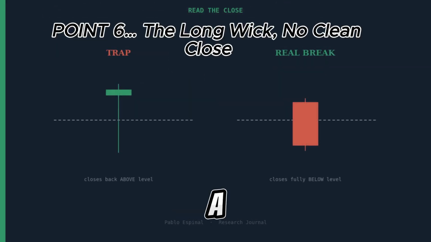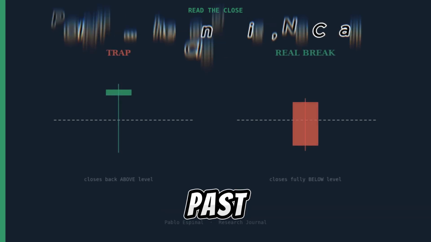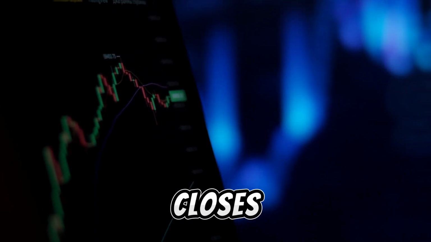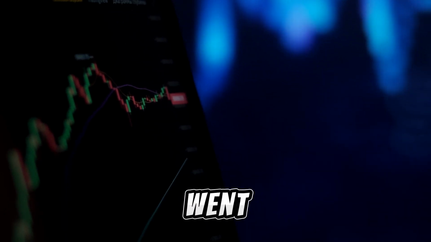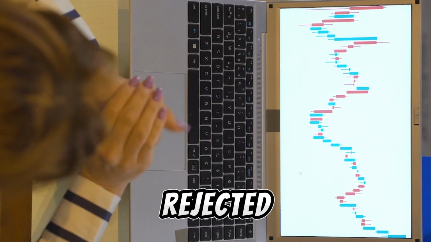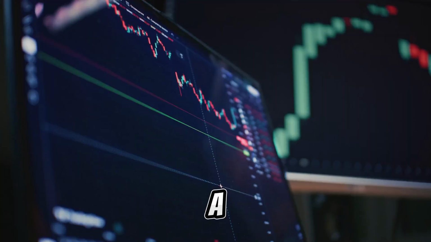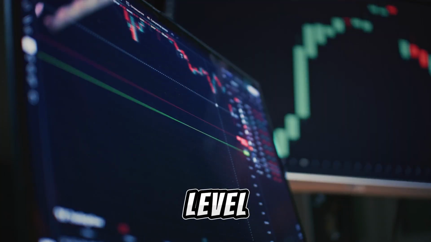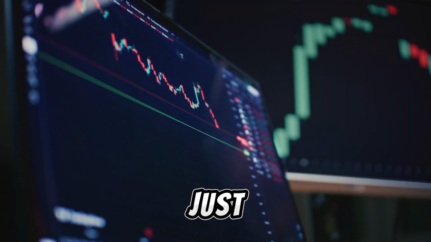A trap leaves a long shadow, a wick, past the level, but the candle body closes back inside. Price went there, triggered the orders, and rejected, all in one candle. A real break closes past the level. The body is beyond the line, not just the wick.